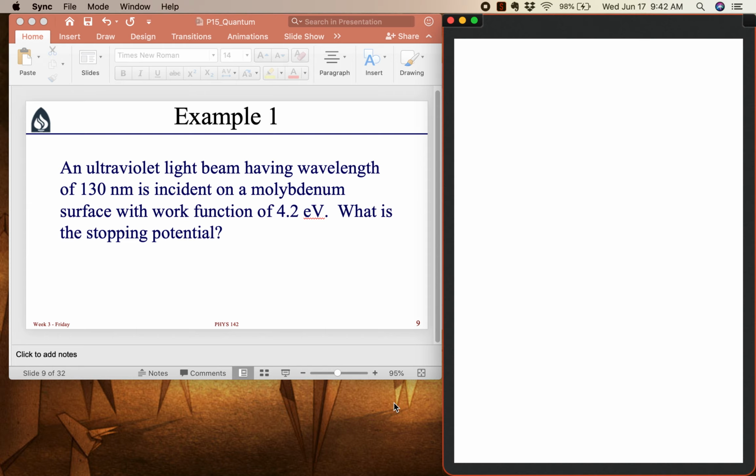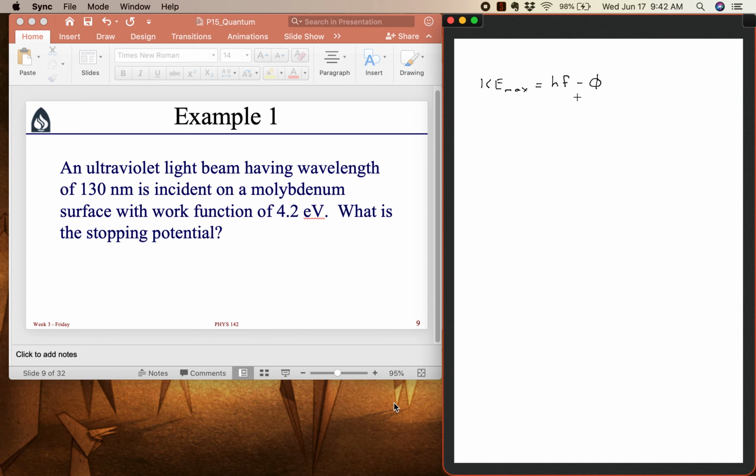So we know that for the photoelectric effect, the maximum kinetic energy of the electrons is equal to the energy you get from a photon minus the energy it takes for the electron to escape from the metal, so the work function. In this case, the work function is 4.2 electron volts, and we are given the wavelength of the light, which tells us about the energy.